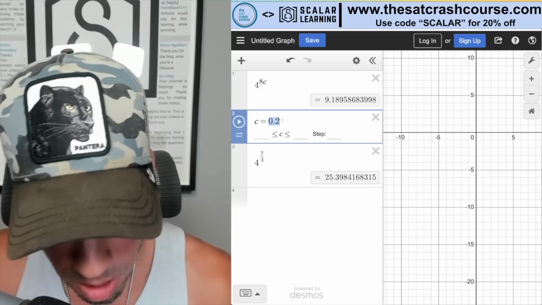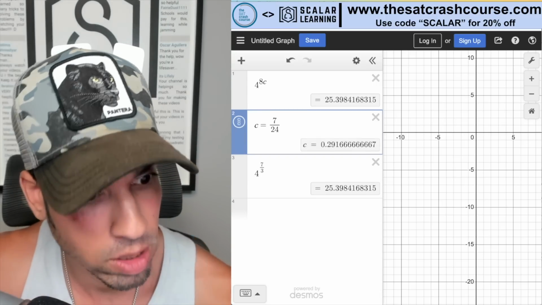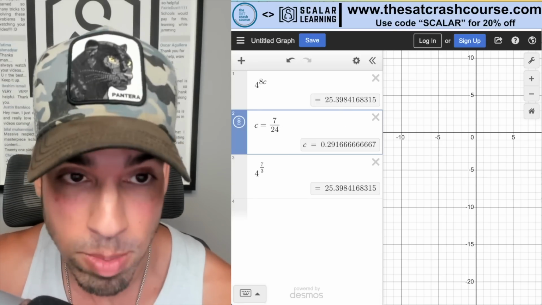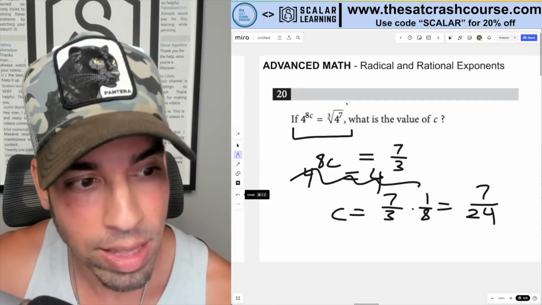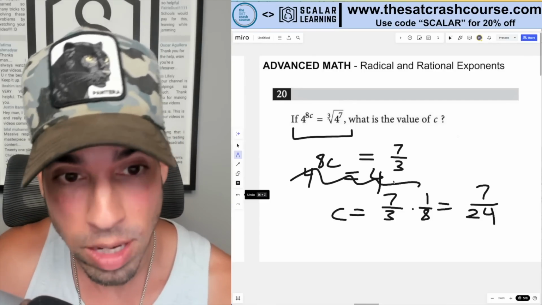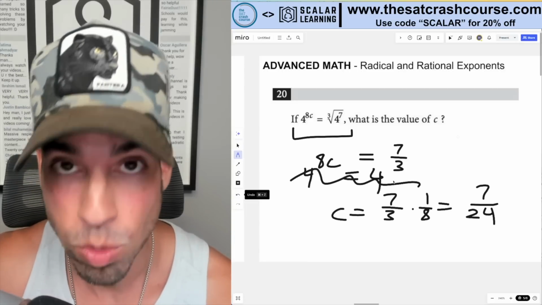Now, of course, if I put in the answer that I already calculated, you're going to see that, boom, we get an exact match. But to come up with this simply from a slider is going to be very difficult. So again, that's why I think we will see a problem like this, because it is really going to require your understanding of rational exponents as well as radicals.